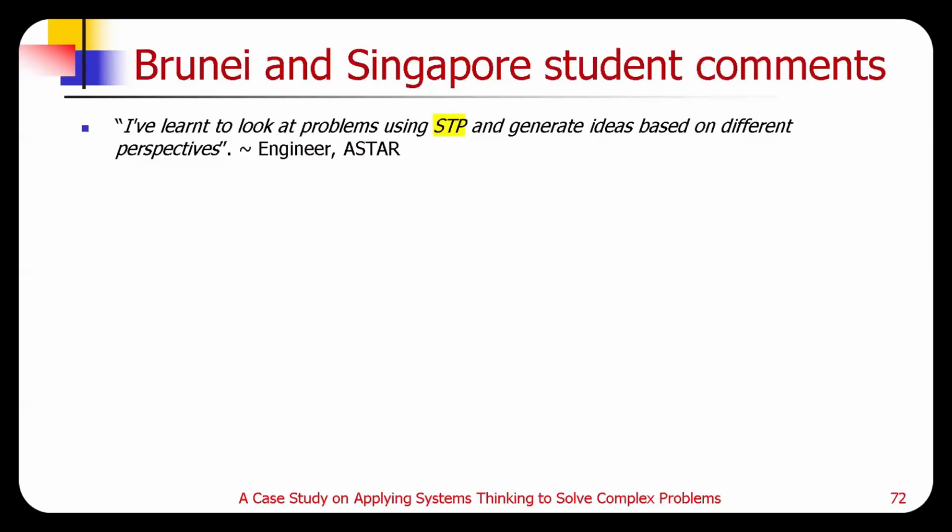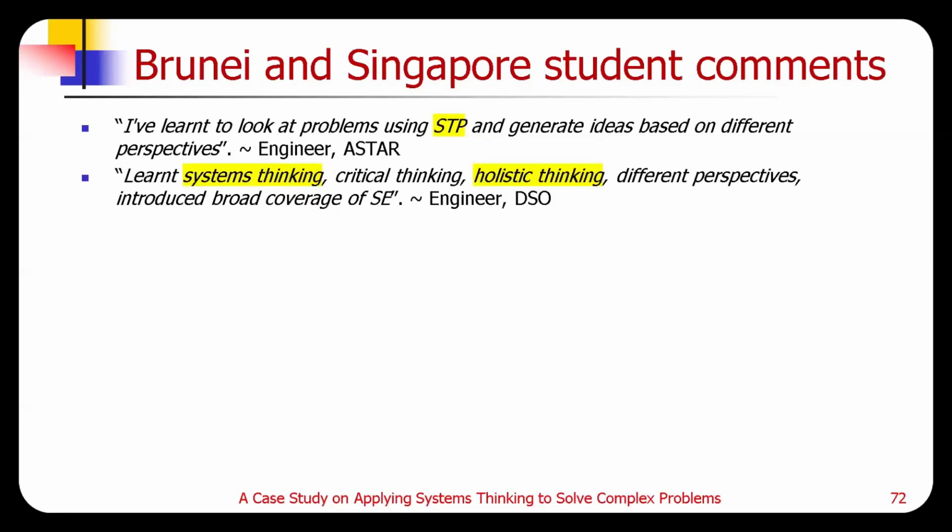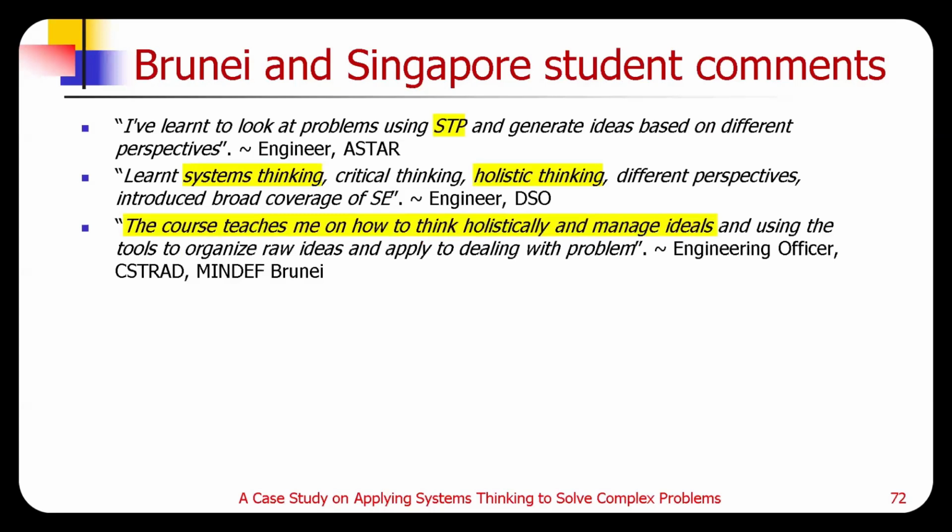End of class comments from two courses, one run in Brunei and one run in Singapore. I've learned to look at problems using systems thinking perspectives and generate ideas based on different perspectives. I learned systems thinking, critical thinking, holistic thinking, different perspectives, and was introduced to a broad coverage of systems engineering. The course teaches me how to think holistically and manage ideas, and to use the tools to organize raw ideas and apply them to dealing with problems. The original typo in ideals is kept in the presentation.